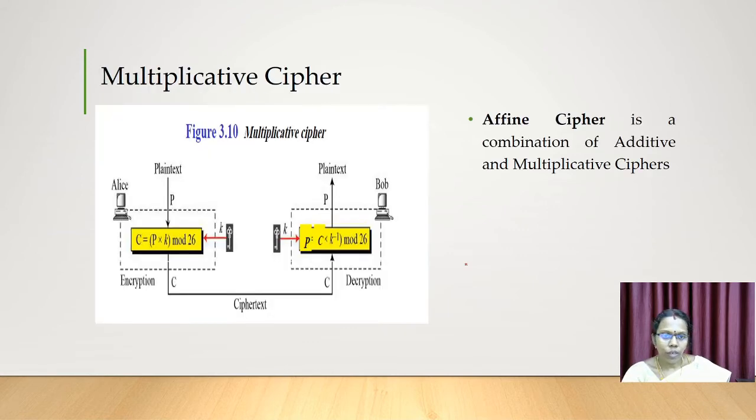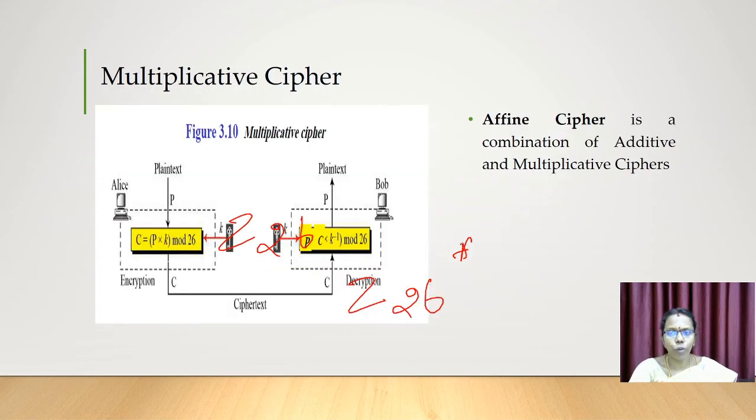Multiplicative cipher. In this case, the key value is multiplied with the plaintext symbol values, and we perform C equals P times K mod 26. Converting ciphertext back into plaintext, we perform C times K inverse, that is, the inverse of K and mod 26. Converting plaintext into ciphertext, we get the value in Z26, while converting ciphertext into plaintext, we get Z26 star. That is, we perform the inverse operation and also the mod operation.